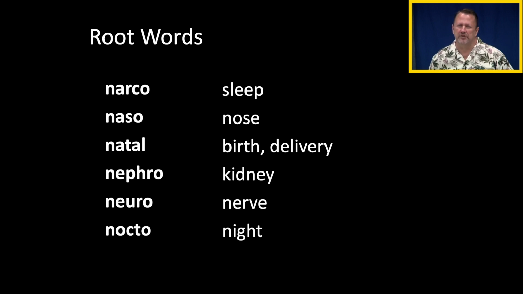Nephro refers to the kidneys. Remember, glomerulo refers to the kidneys as well, but the individual parts are the glomerulus, the glomeruli. The entire kidney is nephro. So a nephrologist is a kidney specialist. A nephrectomy is a kidney removal. Neuro refers to neurology, neurons, nerves. We'll get plenty of neuro words in this class. Nocto, as in nocturnal, refers to nighttime.